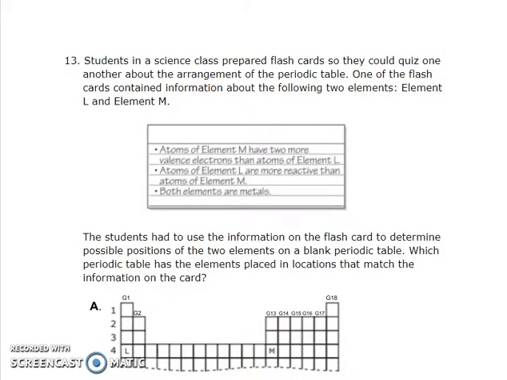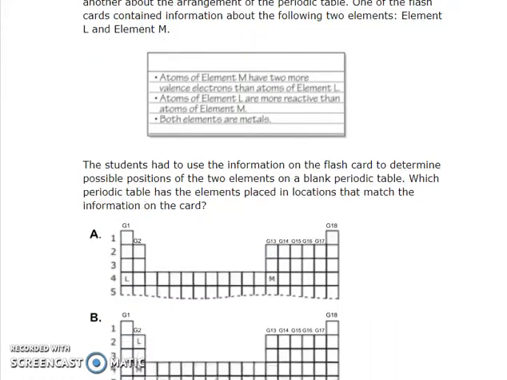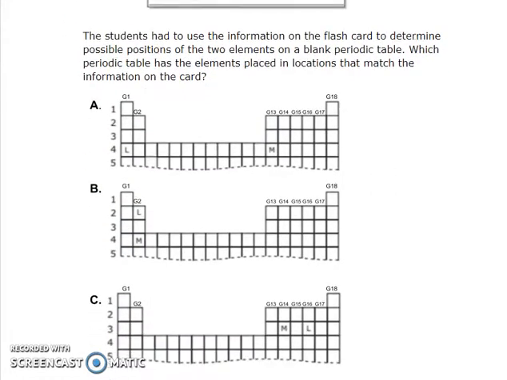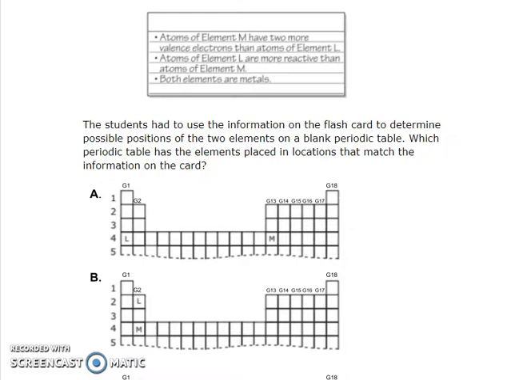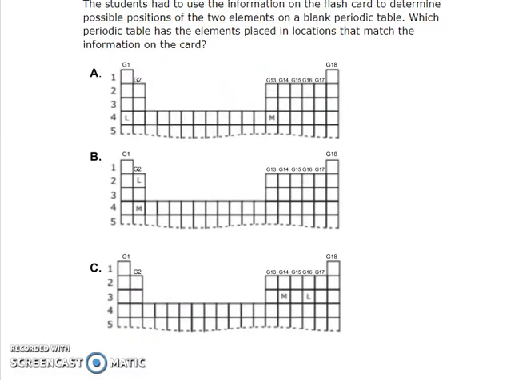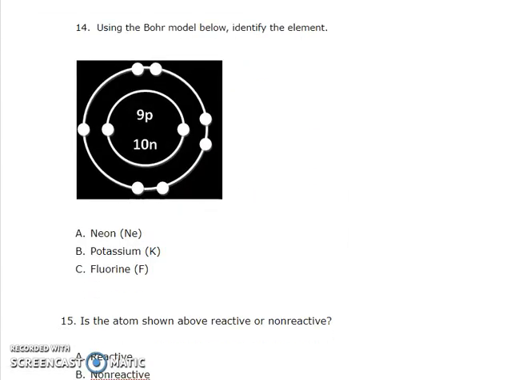Number 13. Students in a science class prepared flashcards so they could quiz one another about the arrangements of the periodic table. One of the flashcards contained information about the following two elements, element L and element M. The students had to use the information on the flashcard to determine possible positions of the two elements on a blank periodic table. Which periodic table has the elements placed in locations that match the information on the card? A, B, or C?